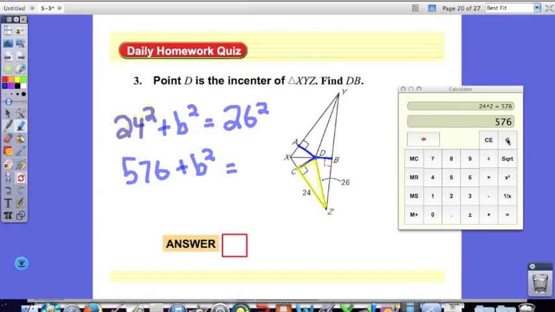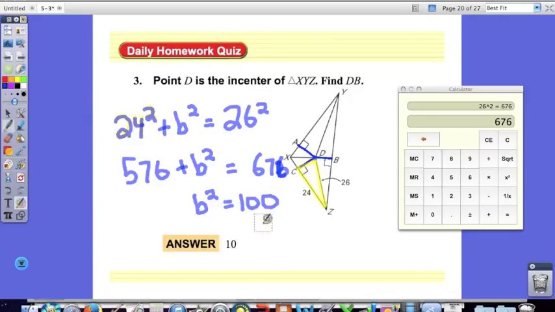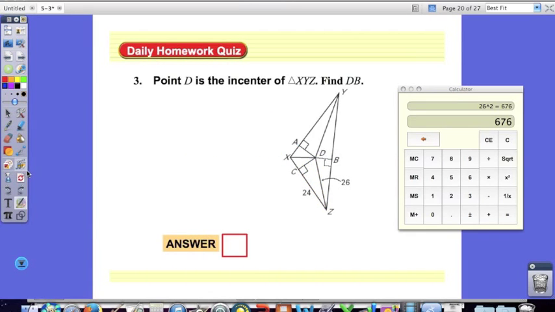So 24 squared is 576 plus b squared equals 26 squared, which is, I believe, 676, but let's see. It is 676. When I subtract 576 from 676, I get b squared is 100. That means that b must be equal to 10. Once again, it can't be negative 10. It can be mathematically, but not when we're talking about a geometry real-world application, because distance is always positive.